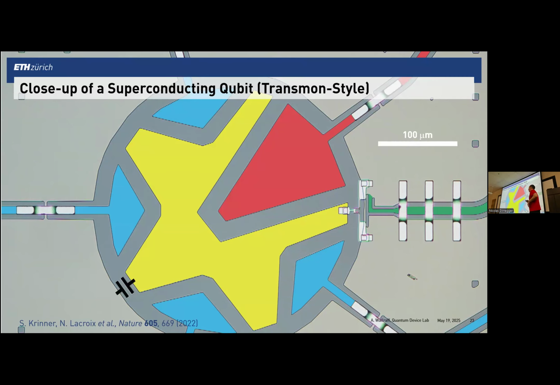Yes. So there are also, for example, when you make your SQUID asymmetric, with a large and a small junction, this also matters. It matters how your flux line couples into that. Yeah. Sure.